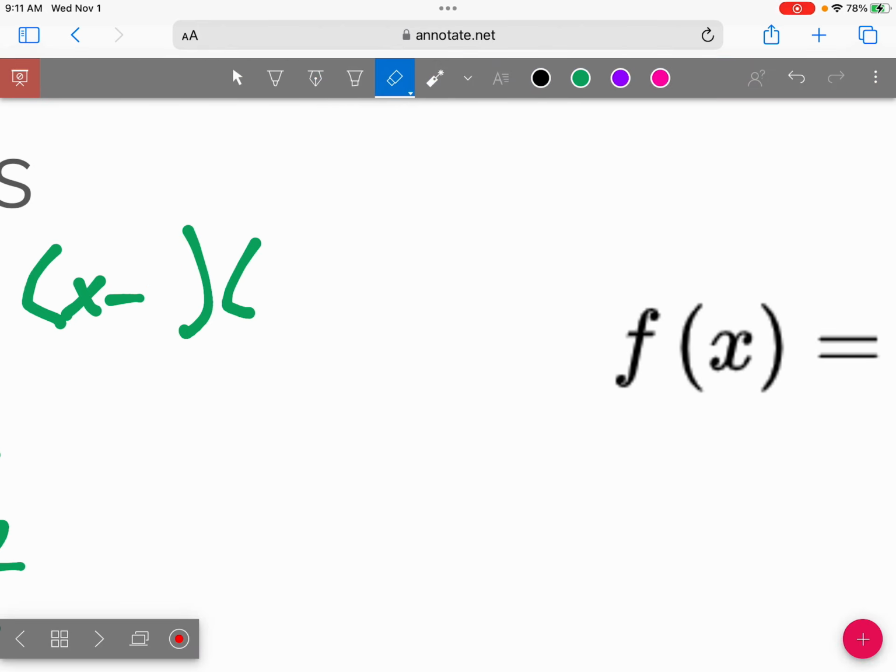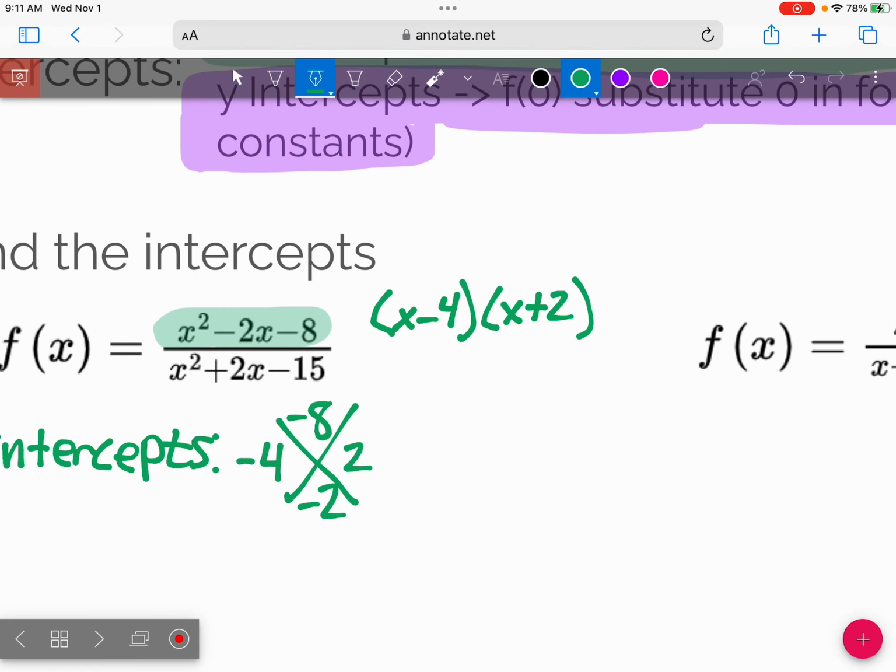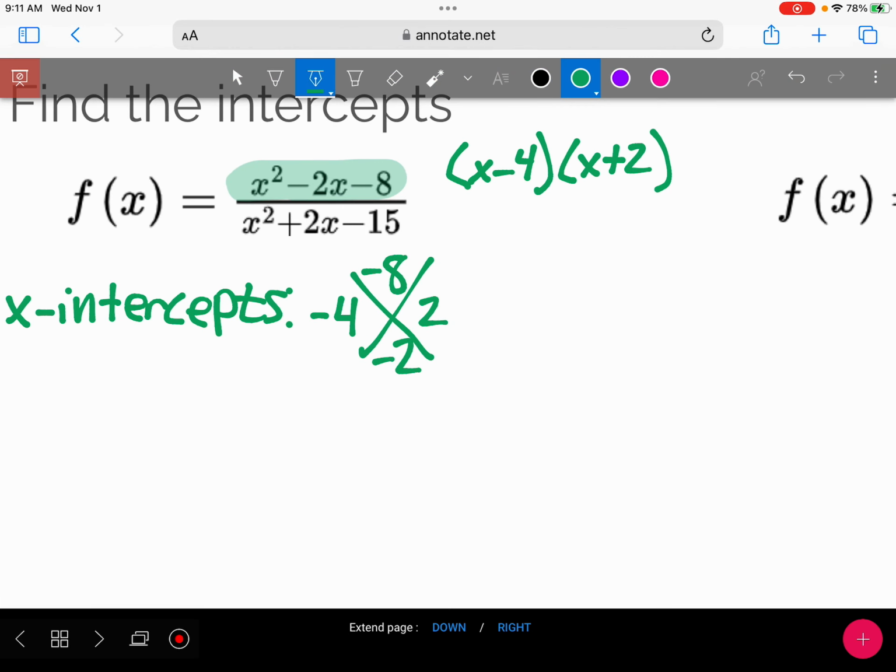I fixed that. Wrong pen. So our x-intercepts are where? 4, 0, and negative 2, 0. So this has 2 x-intercepts.